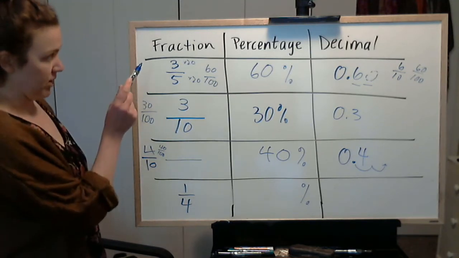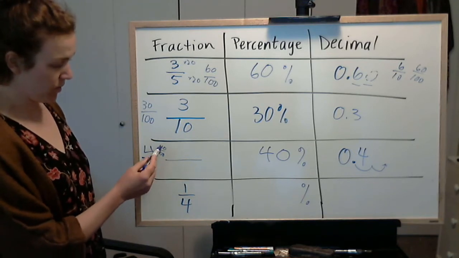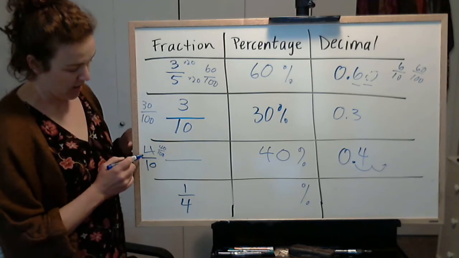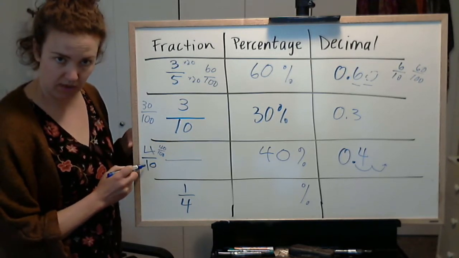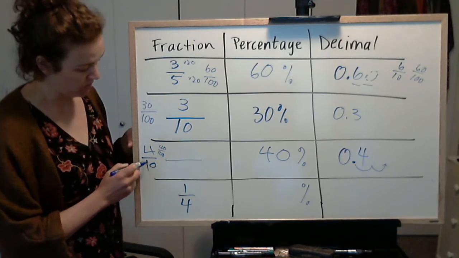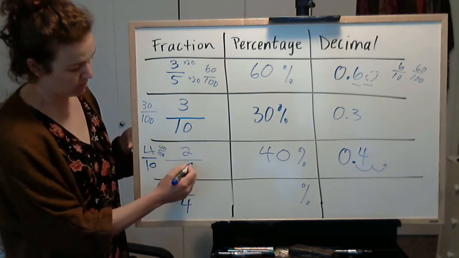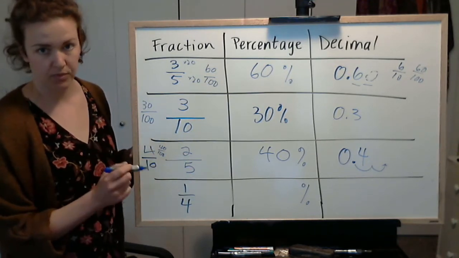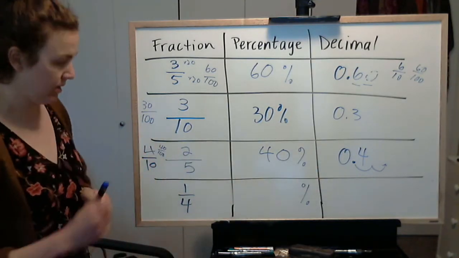Now back to the fraction. I have to put this in simplest terms. 40 out of 100 is even less simplified than 4/10. I need to reduce this, and 4 and 10 are both even, so I can divide both by 2. 4 divided by 2 is 2. 10 divided by 2 is 5. And now it's in simplest form. So 2/5 equals 40% equals 0.4.